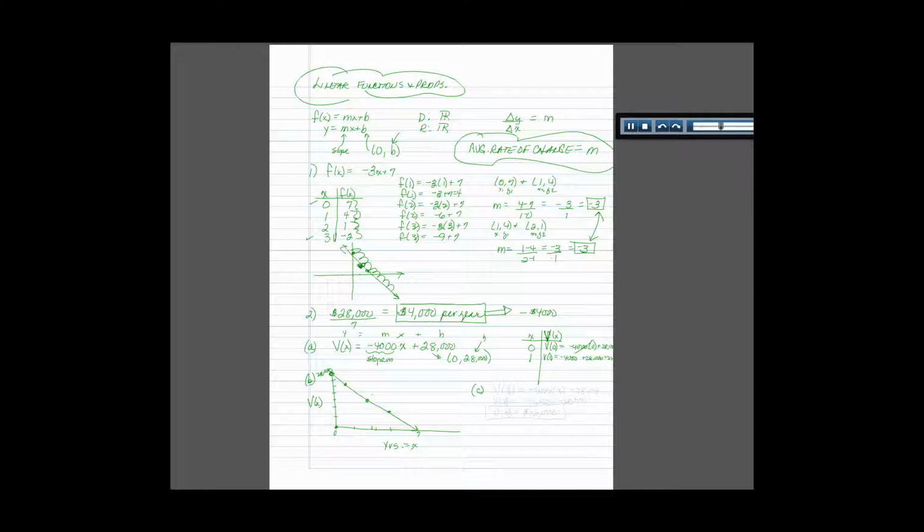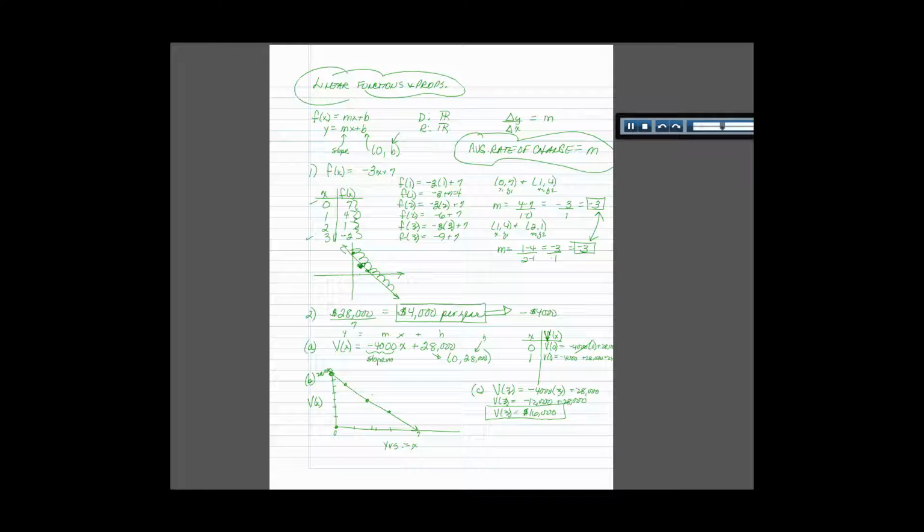C, it says, what is the book value of each car after 3 years? In other words, what is v of 3? So that would be negative 4,000 times 3 plus the original initial value of 28,000, or v of 3 is equal to negative 12,000 plus 28,000. So v of 3 is equal to 16,000, the value after 3 years.